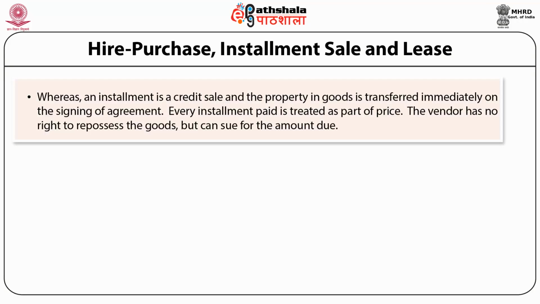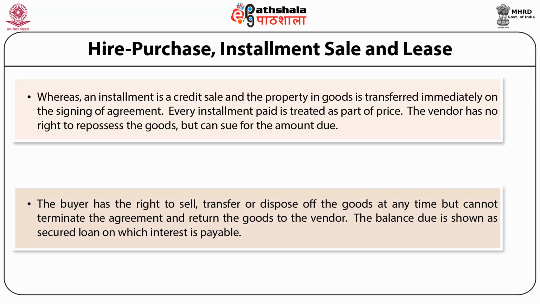Whereas an installment sale is a credit sale under which the property in goods is transferred immediately on the signing of the agreement. Every installment paid is treated as part of the price. The vendor has no right to repossess the goods but can sue for the amount due. The buyer has the right to sell, transfer, or dispose of the goods at any point of time but cannot terminate the agreement and return the goods to the vendor. The balance due is shown as a secured loan on which interest is payable.